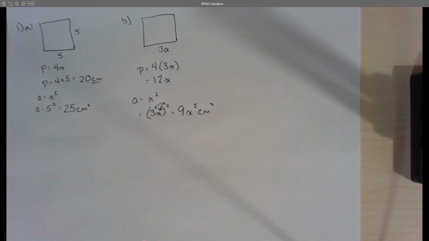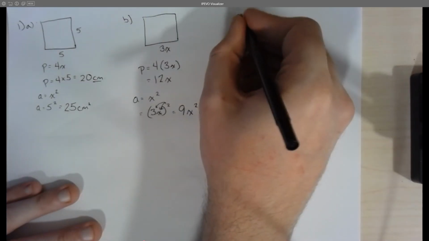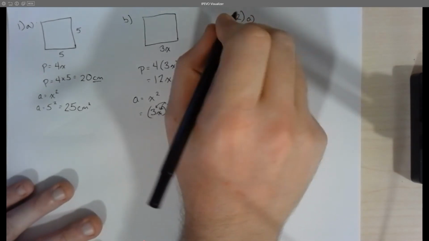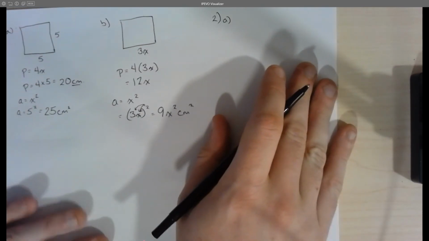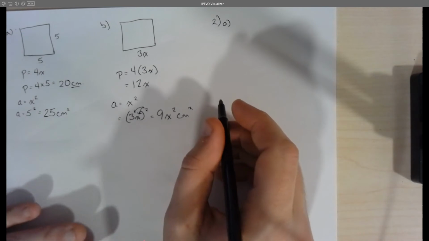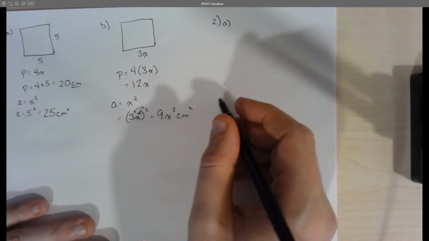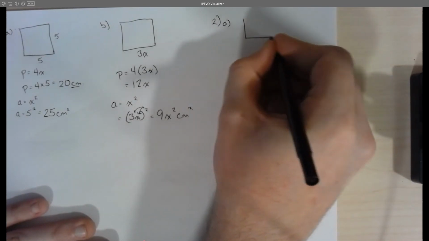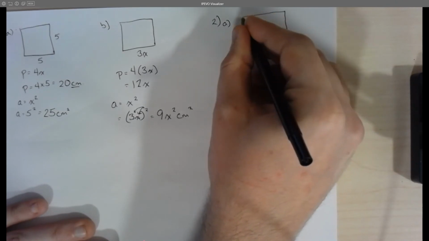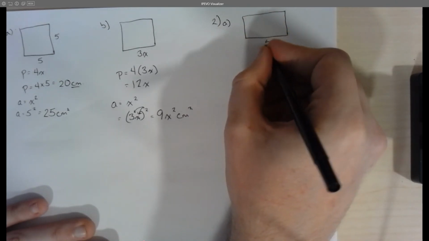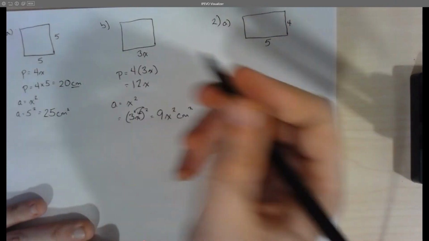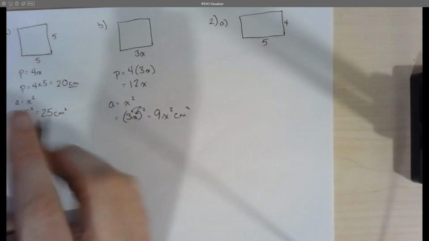For number 2, we are given an A and a B part of the question, but I only ask you to solve the A part here. So this time we're dealing with a rectangle. And again, we have to figure out perimeter and area. So the rectangle has a similar formula. It's just that the side lengths are not necessarily the same. So we have to throw in a little bit extra there.